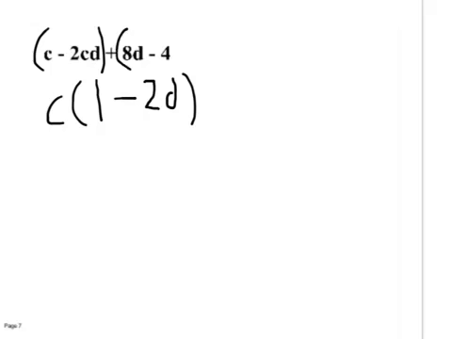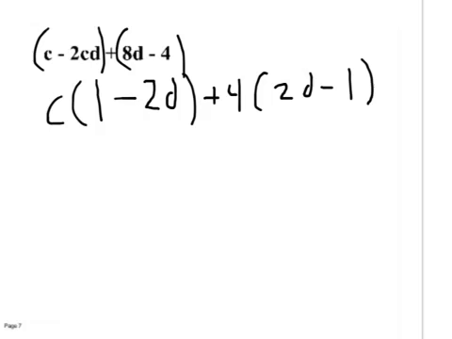What can I take out of 8D and negative 4? 4. What's left? 2D. D minus 2. 4 divided by 4 is 1. Okay, is this right? 1 minus 2D and 2D minus 1. Are those the same thing? No, they're not the same thing.